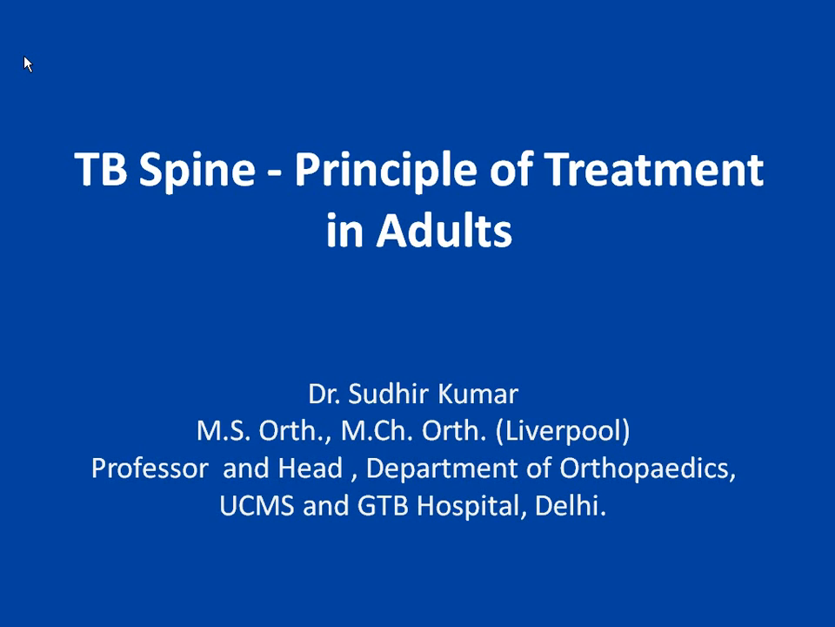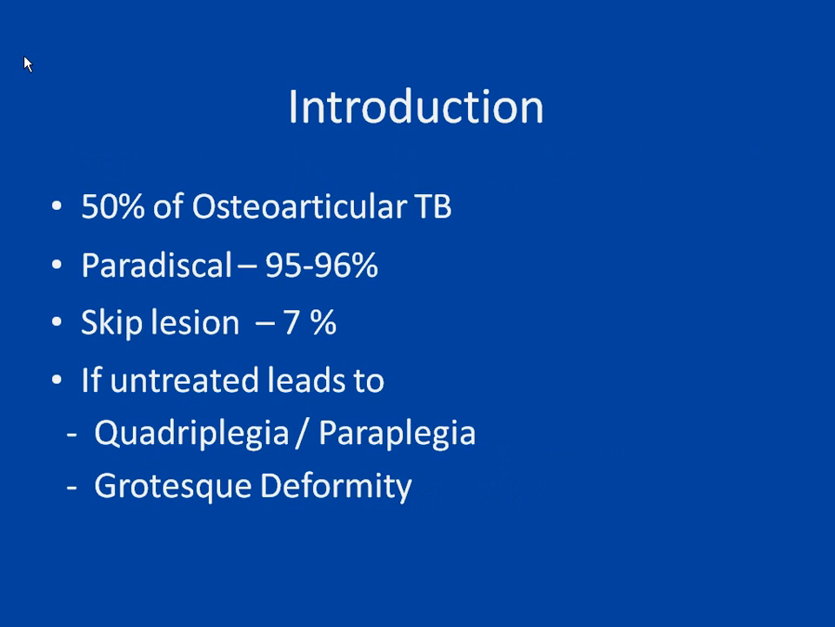Well, I'll be talking basically about the treatment in adults. We do know that 50% of osteoarticular tuberculosis is spinal tuberculosis, and the classical variety is paradiscal. However, you get skip lesions in about 7%, and if it remains untreated, it leads to quadriplegia, paraplegia, or grotesque deformity, as we saw in the last lecture.